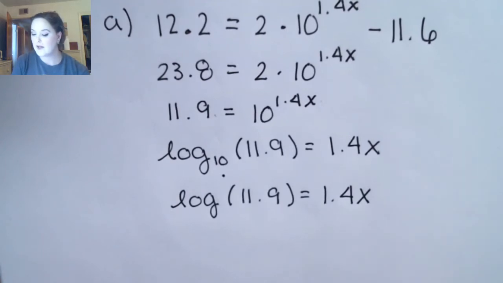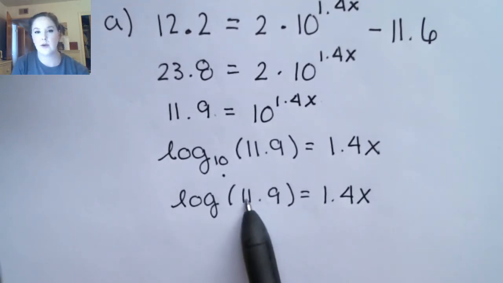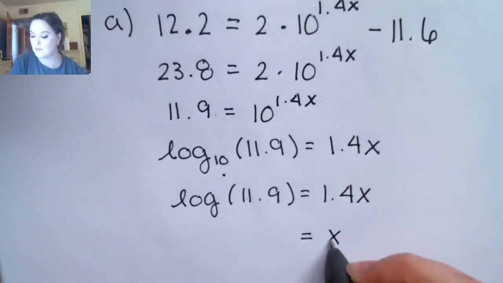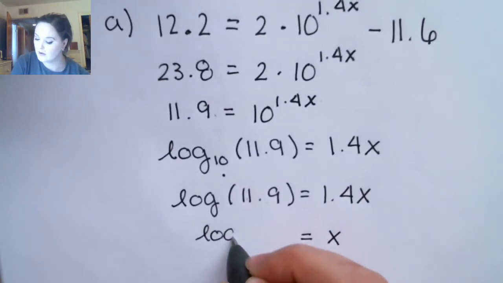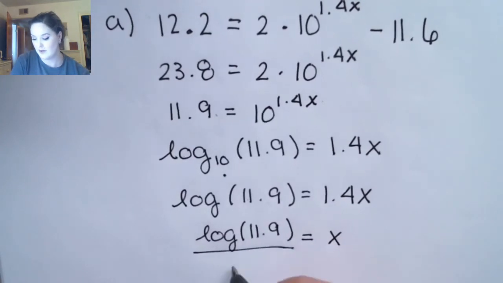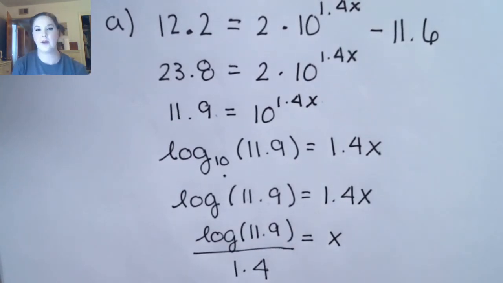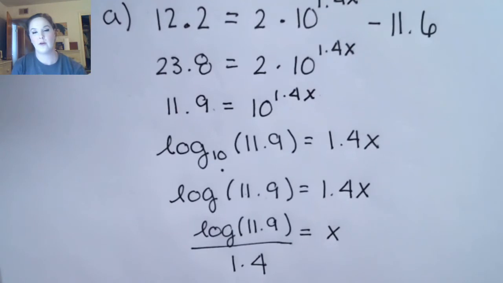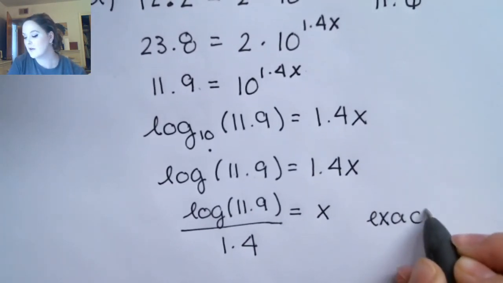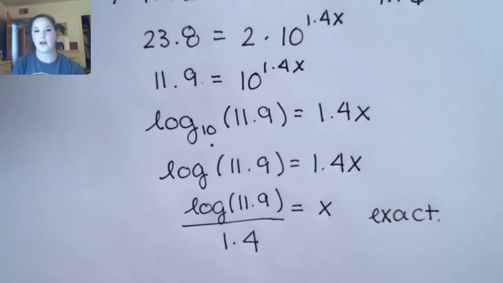And now are we able to do this by hand? We're not. So what we're going to do right now is just divide both sides by 1.4. I'm just going to write that I would divide it by 1.4. So this is my exact answer that I would get from solving this equation by hand.